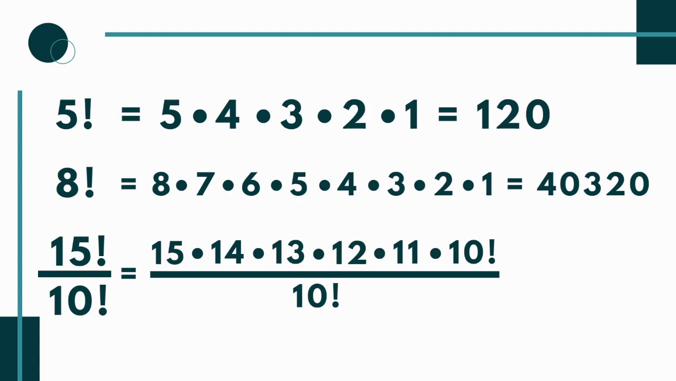So, use the cancellation method. We cancel the common factor, which is 10 factorial. Then you get 15 times 14 times 13 times 12 times 11, and you get 360,360 as your answer.